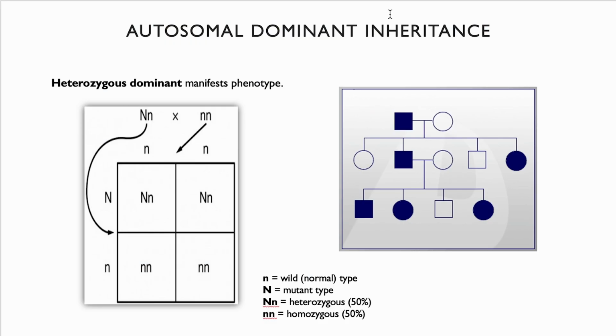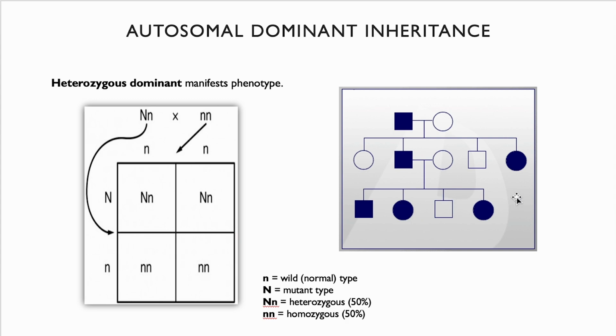Here we have the pedigree. Notice that every generation is affected, and the condition may be transmitted from any parent to either males or females. Here we have a male transmitting to a male and a female. Here we have another male transmitting to a male, female, female.